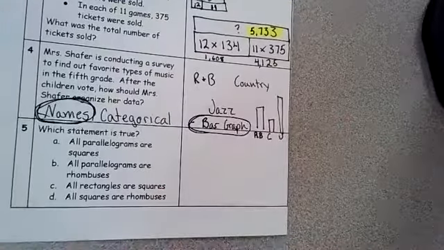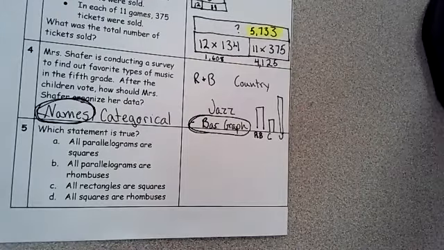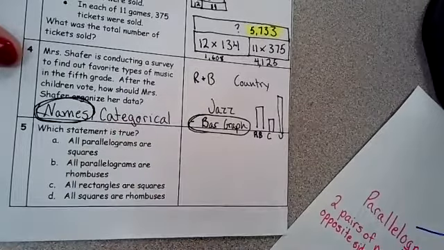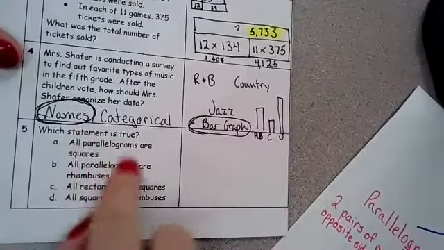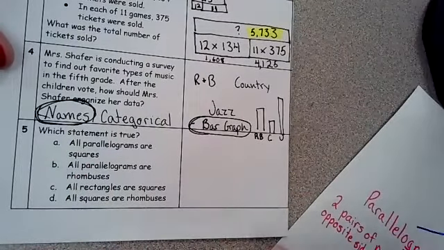All right, number 5. Woo, we finally got there. This is a hard Fan 5 today. All right, number 5 says, which statement is true? All right, so this is asking about quadrilaterals. It's asking about parallelograms, rhombuses, rectangles, squares.